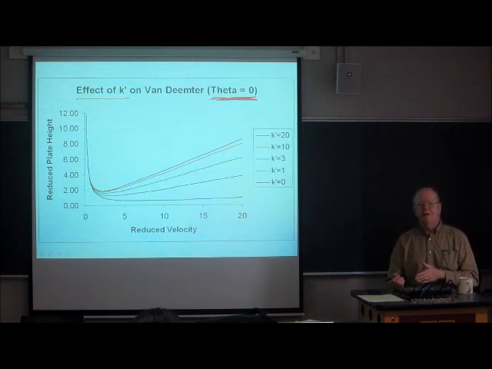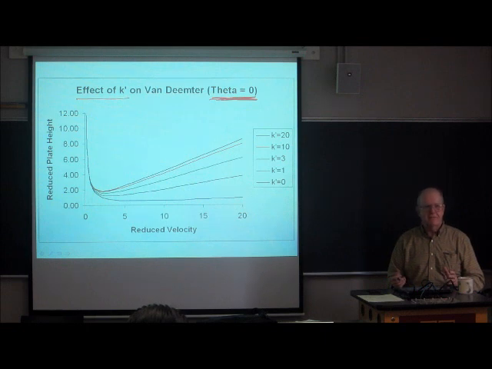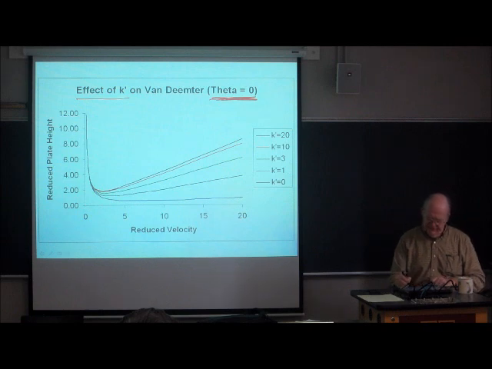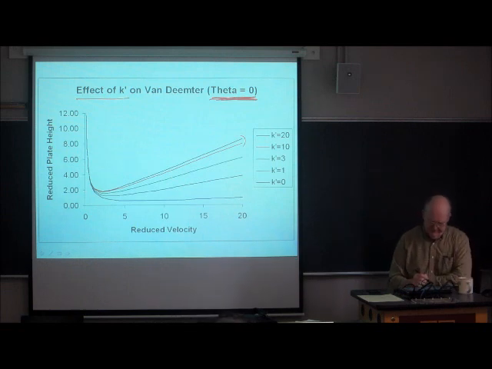Which one's going to give you the most plates on a given length of column? The one with the lowest HETP. K prime 0. And you can see that these are approaching a limit. If I went to k prime 40, it would hardly be different than k prime 20, except there'd be twice as much retention.